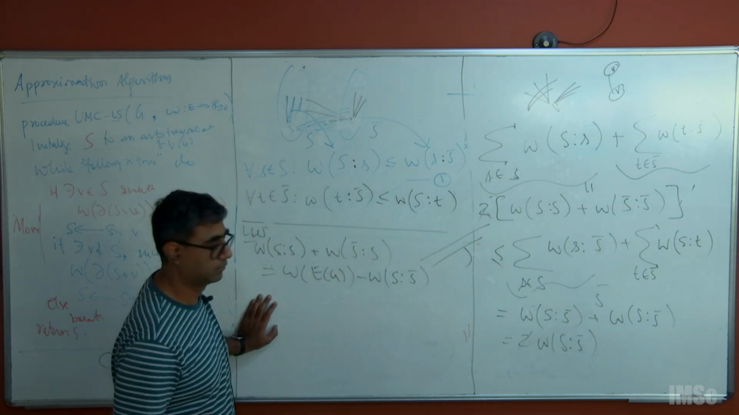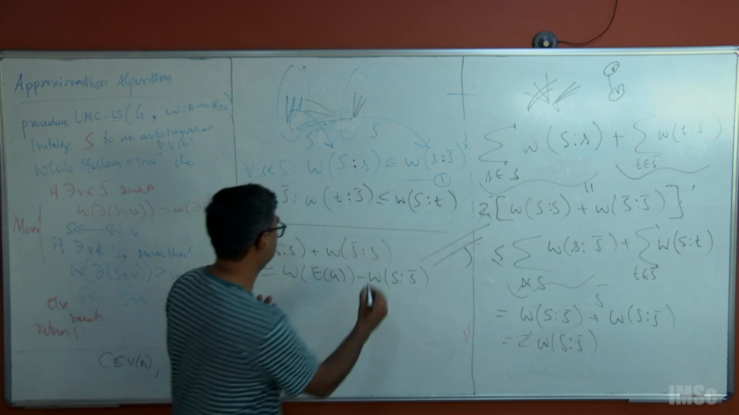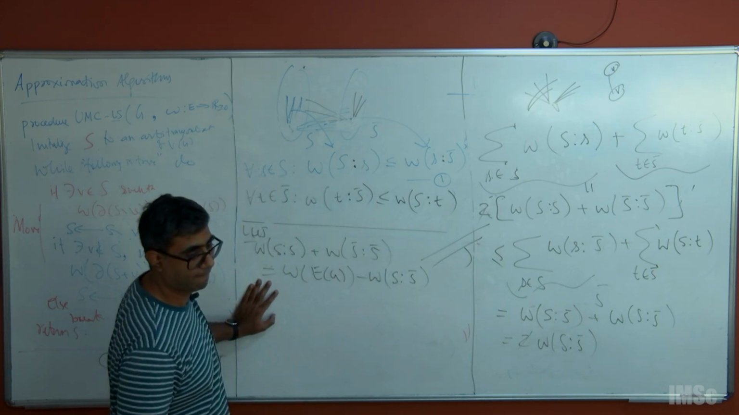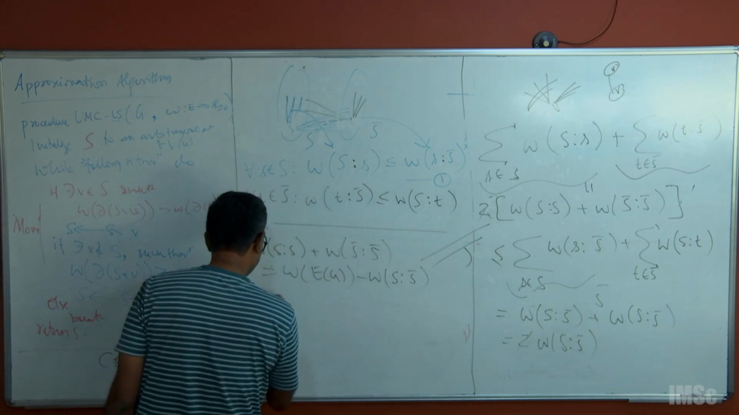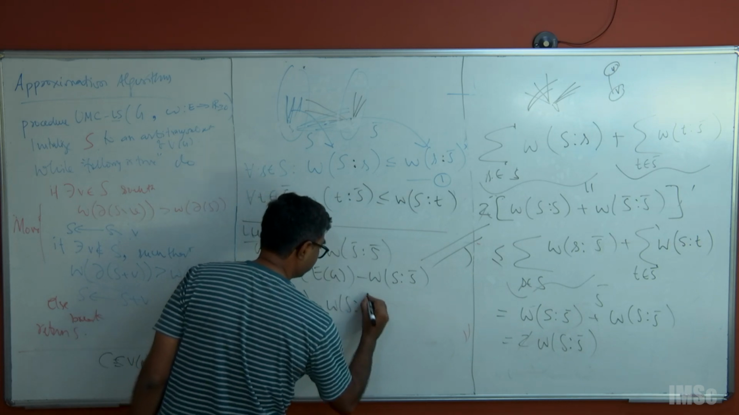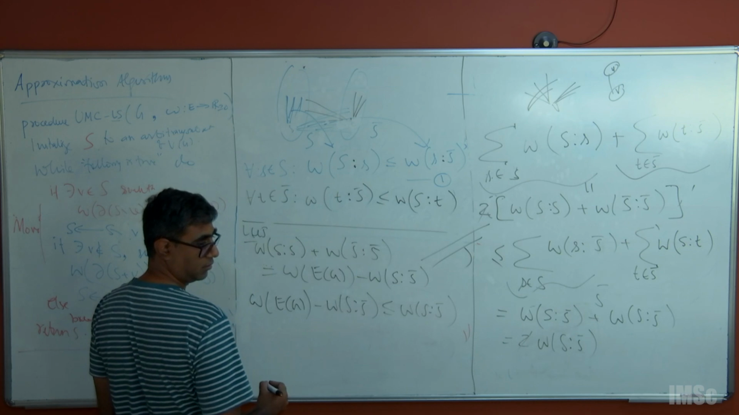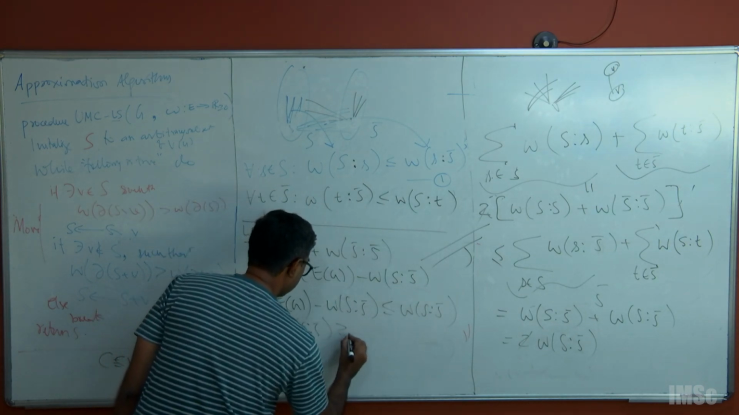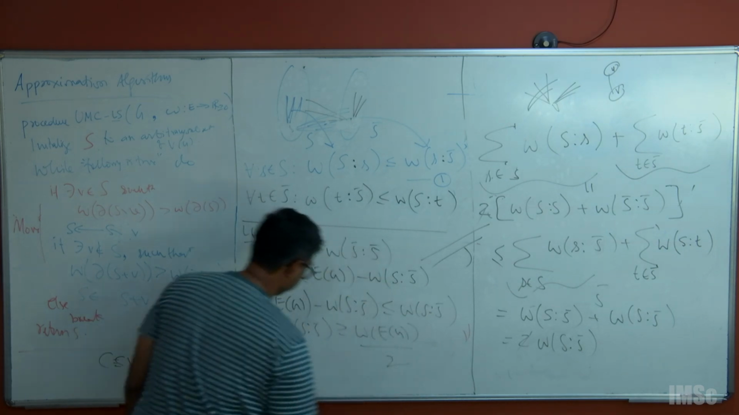Weight of S bar to S bar. Huh? S bar to S bar. It's in the second. Okay, that's just a mistake. Okay, so now I can say weight of E of G minus weight of S S bar is less than or equal to weight S S bar, which is at least weight of E by 2, and then we are done.